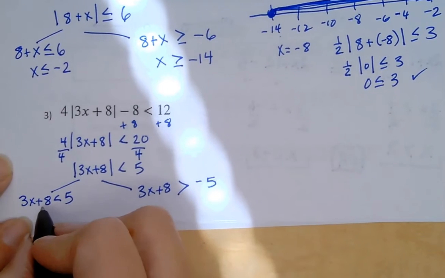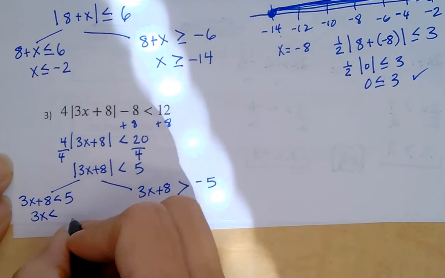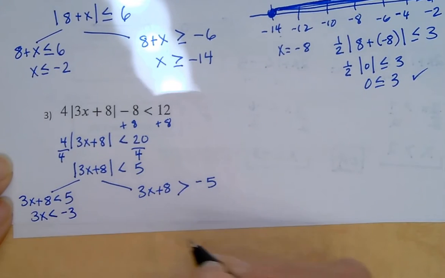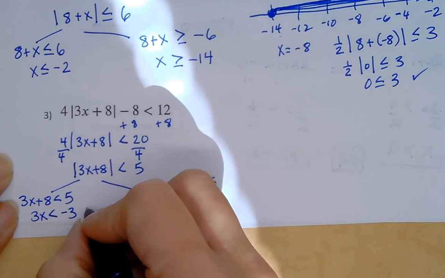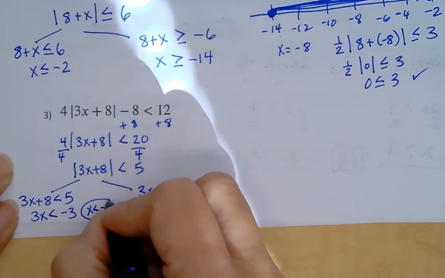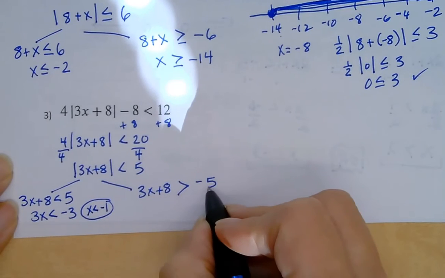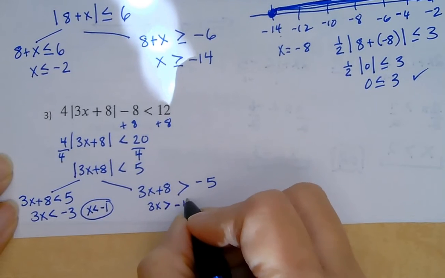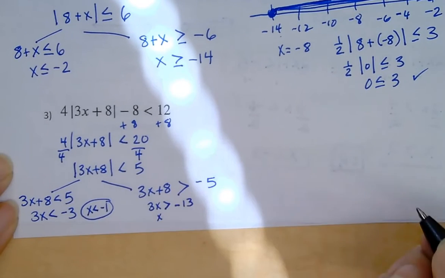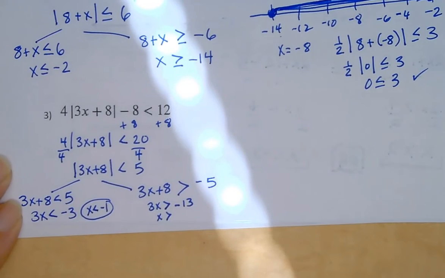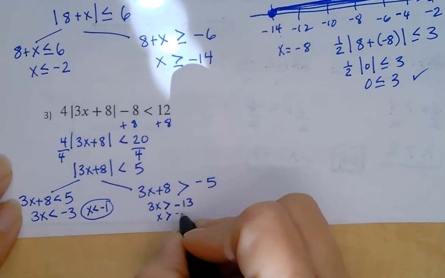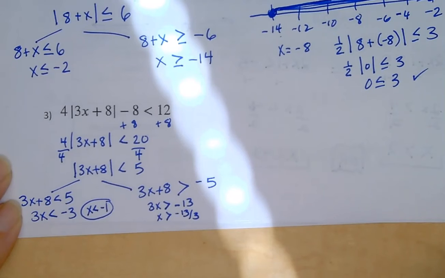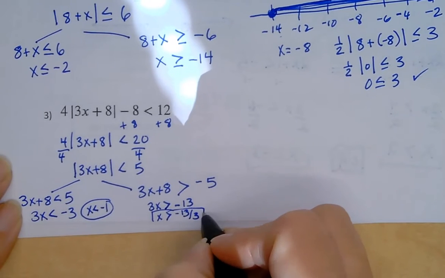And 3x is less than 5 minus 8, which is negative 3. Here I'm going to divide each side by positive 3. I'm dividing by a positive number, and so this is going to be x is less than negative 1. That's one part. Over here, I'm subtracting 8 from each side, so I have 3x is greater than negative 13, and I'm still dividing by a positive number, so x is going to be greater than negative 13 thirds. I'm dividing 3 into each side, negative 13 thirds. I divided by a positive number, so I did not change the direction of my sign.